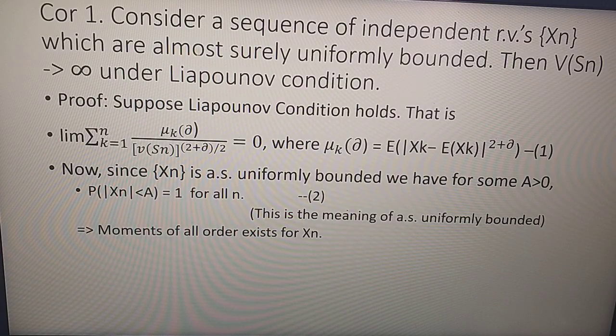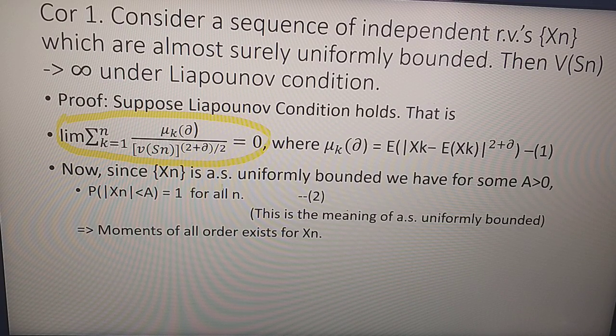Corollary 1. Consider a sequence of independent random variables Xn which are almost surely uniformly bounded. Then variance Sn tends to infinity under the Lyapunov condition. So suppose the Lyapunov condition holds. The Lyapunov condition we have already seen. This holds, and we define mu_k like this.